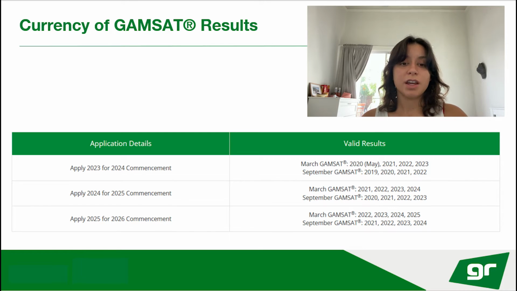So due to COVID-19, a lot of changes to the GAMSAT format have been implemented in the past few years. The exam has moved from a paper format to a digital format from 2020 onwards. And also, as I've mentioned, the results are now valid for 4 years. All right, let's go into more detail regarding each section of the exam.